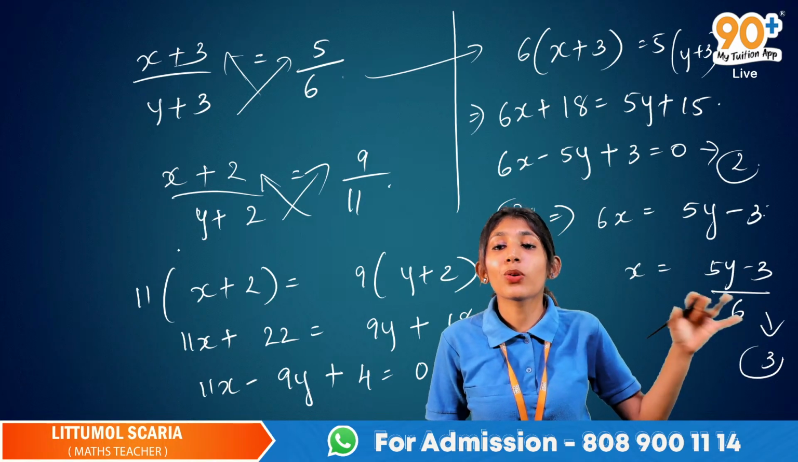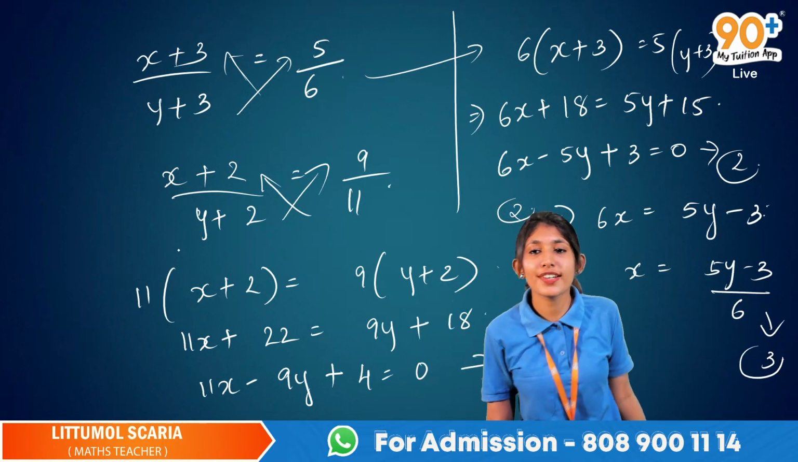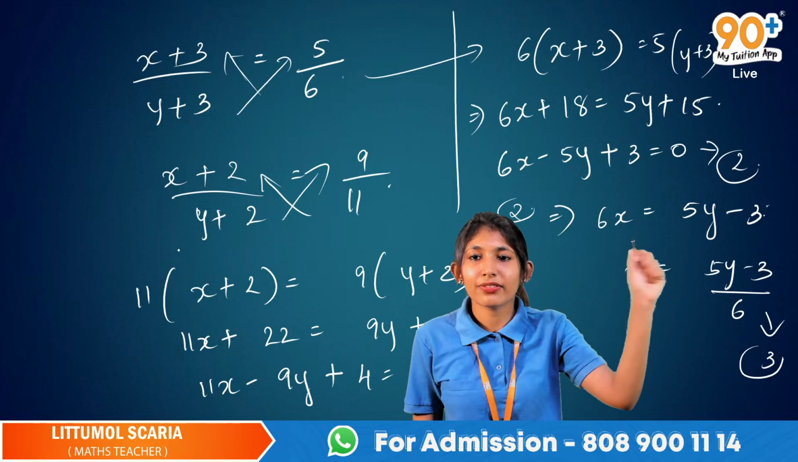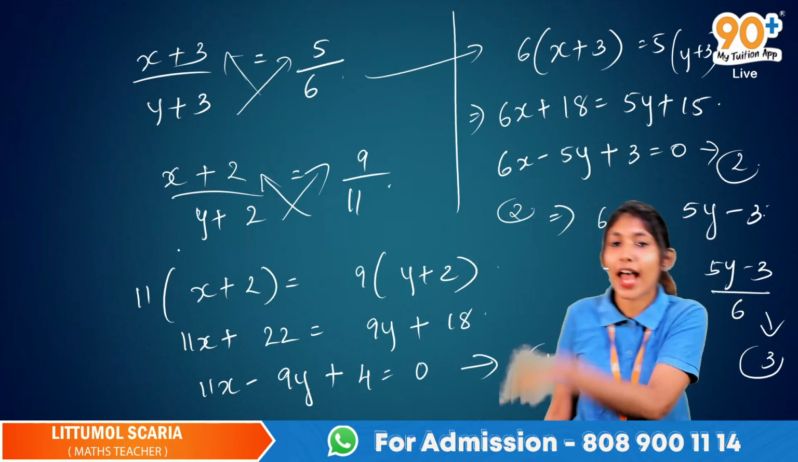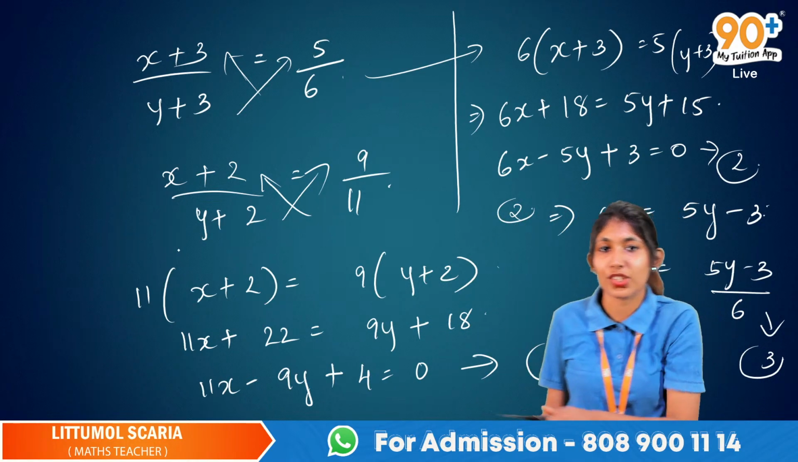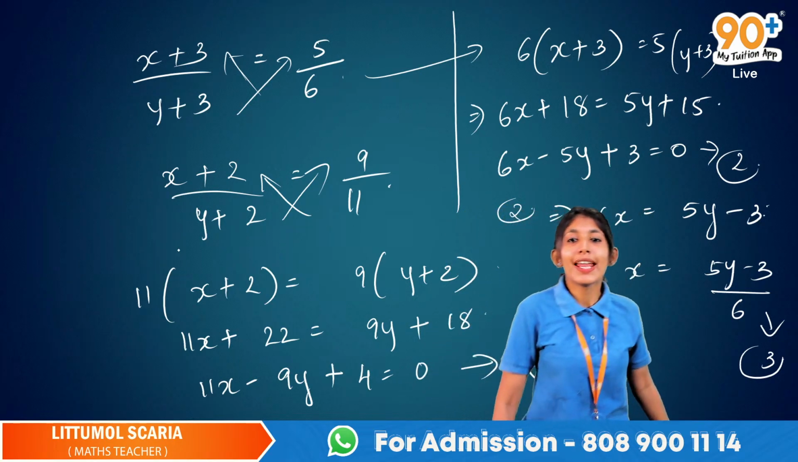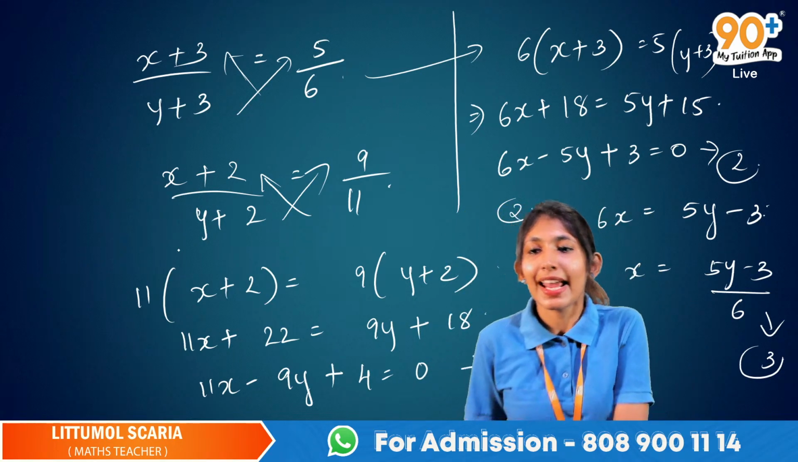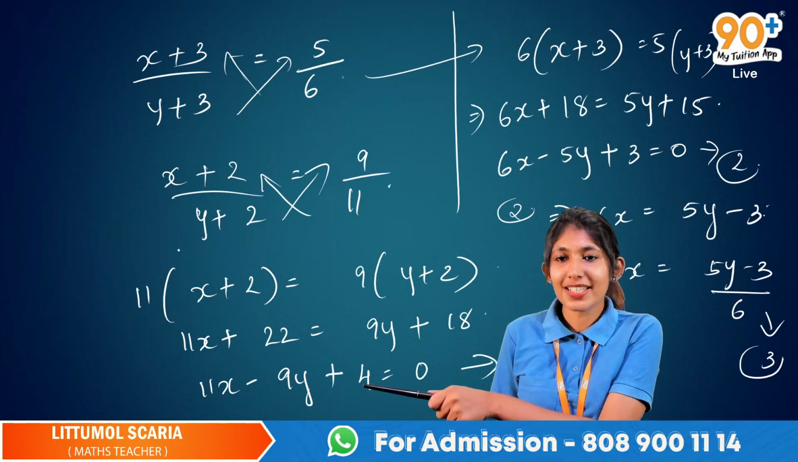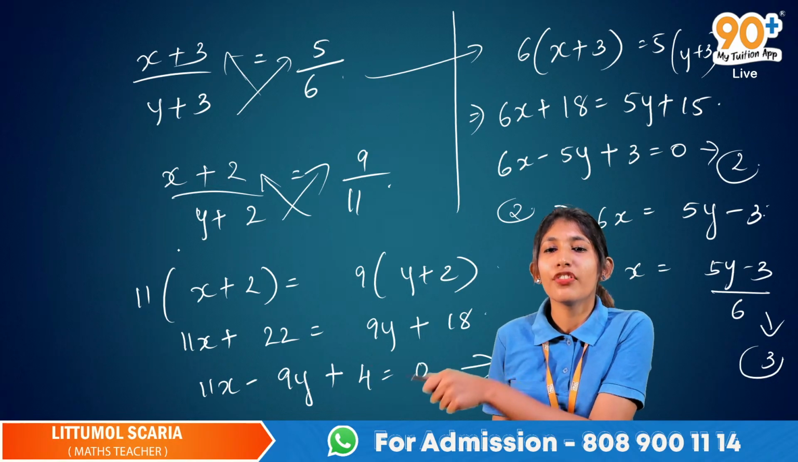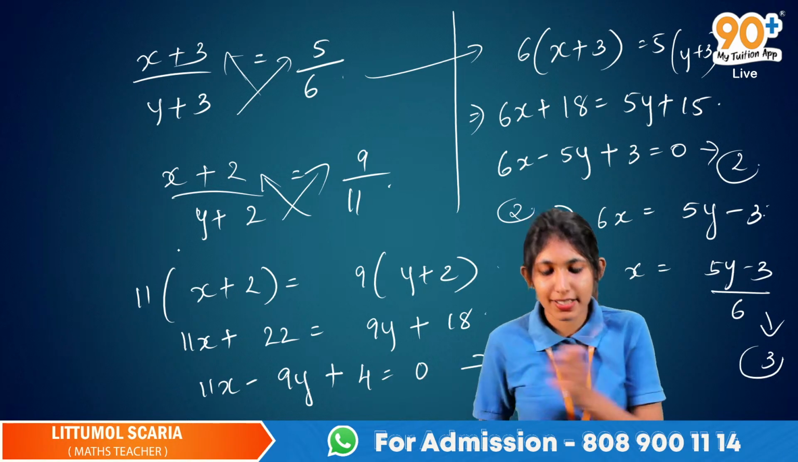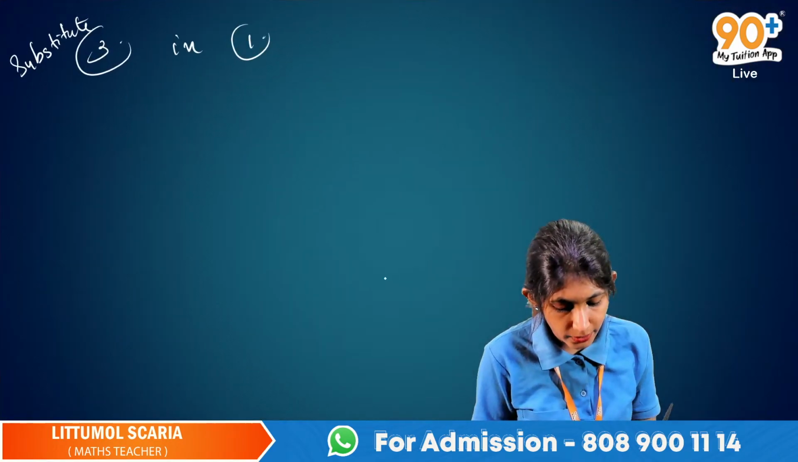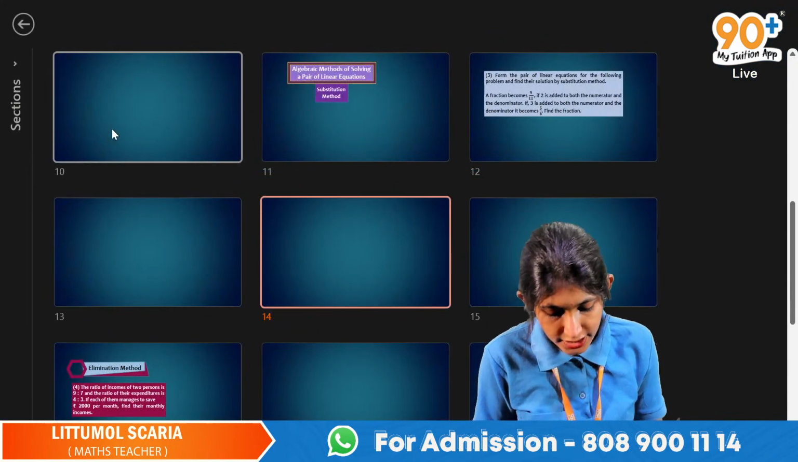ഇനി ഇത് എവിടെ കൊണ്ടേ കൊടുക്കണം? We have to give this to our first equation. Second equationൽ x ന്റെ വാല്യൂ കണ്ടുപിടിച്ചിട്ടുണ്ടെങ്കിൽ you have to substitute it in first equation. So first equation എന്ത് ചെയ്യും? x ന്റെ സ്ഥാനത്ത് we replace x with what? In the first equation we replace x with 5y minus 3 divided by 6. So what will be our first equation?